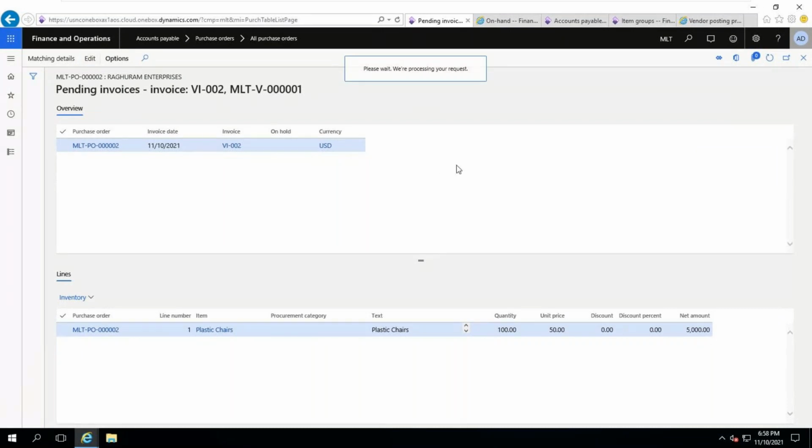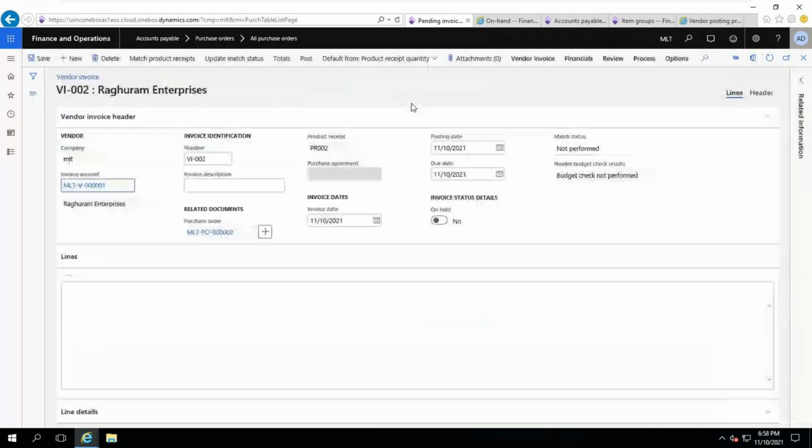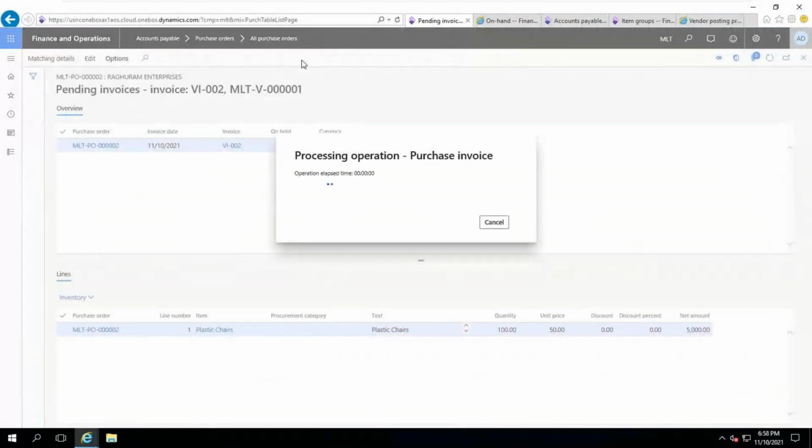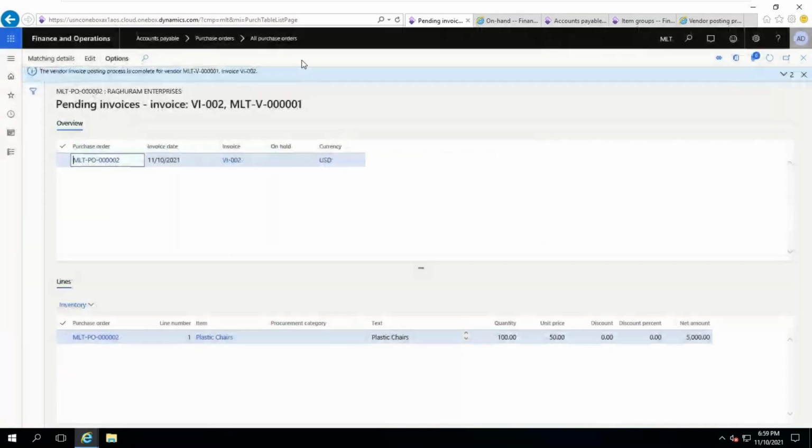Okay. Now it will be allowed to post. Look at this one. It will allow you to post without any errors. Update mass status. So all the errors were cleared. Intentionally I made mistakes and I have modified it now. Now I am posting. Now it will post without any errors. It was posted. The operation is completed.